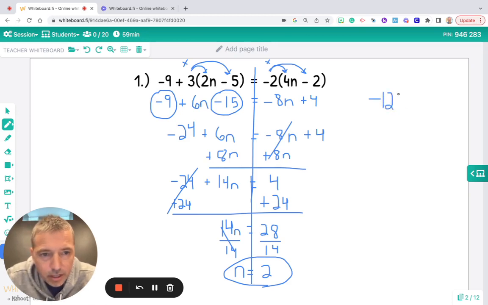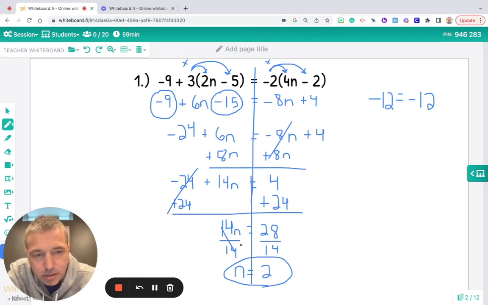So on the left side, I get negative 12. On this side, I'm going to do 4 times 2 is 8. 8 minus 2 is 6, and then 6 times negative 2 is also negative 12. The only number in the world that I can plug in to make both sides of the equation equal is 2. And if I do that, I get negative 12 on each side.